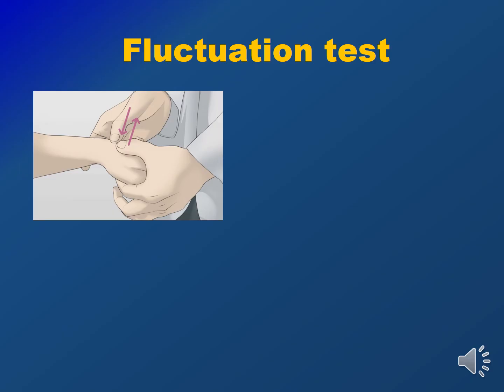If this is positive, it does not mean fluctuation is positive. It means half of the fluctuation test is positive, because you have to change the direction of your fingers to the perpendicular plane and repeat the test. If in both directions you feel the waves moving, when you give the pulsation with one finger and feel it with the other, this means it is fluctuant and the swelling contains fluid.